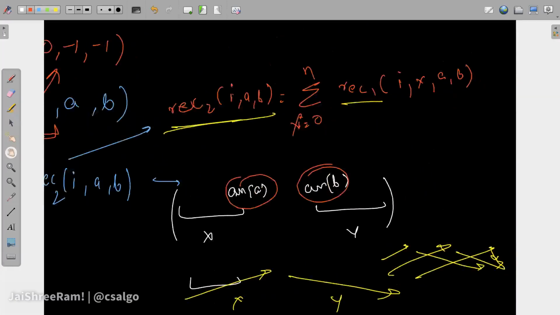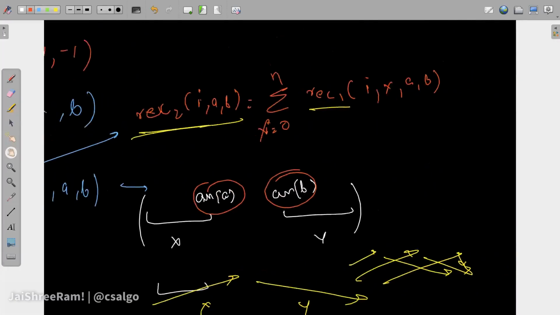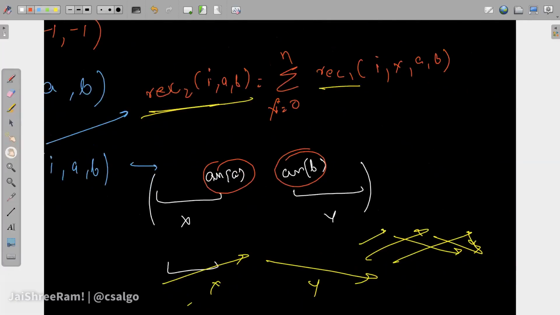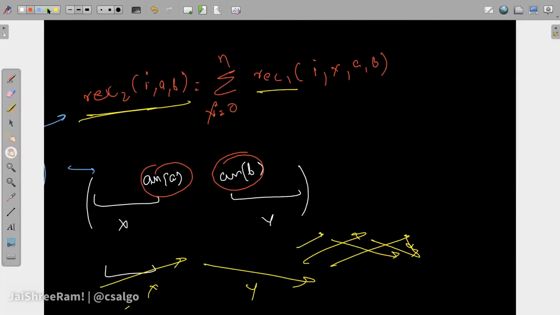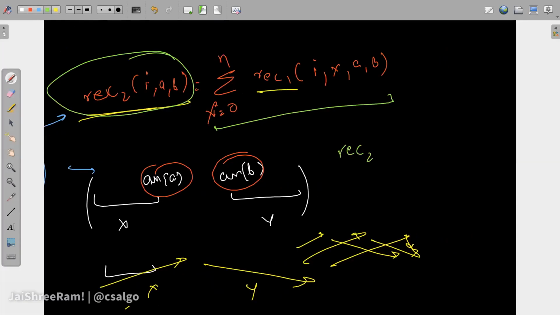It turns out, no, the complexity would not be the same. We have just decreased the complexity right there by dropping x. Let me explain why this is happening. So we don't have to do this summation all over, right? This new recurrence over here, recurrence 2 of I comma a comma b, is self-sufficient in itself.